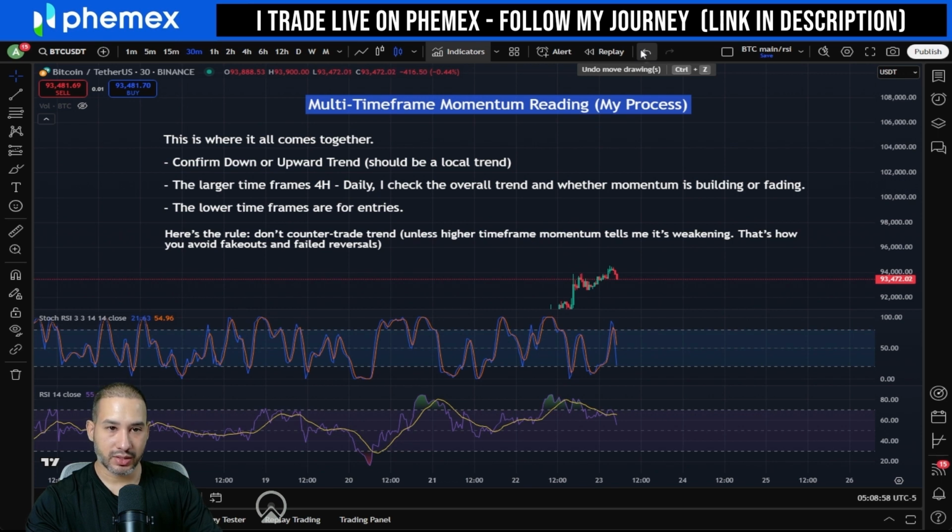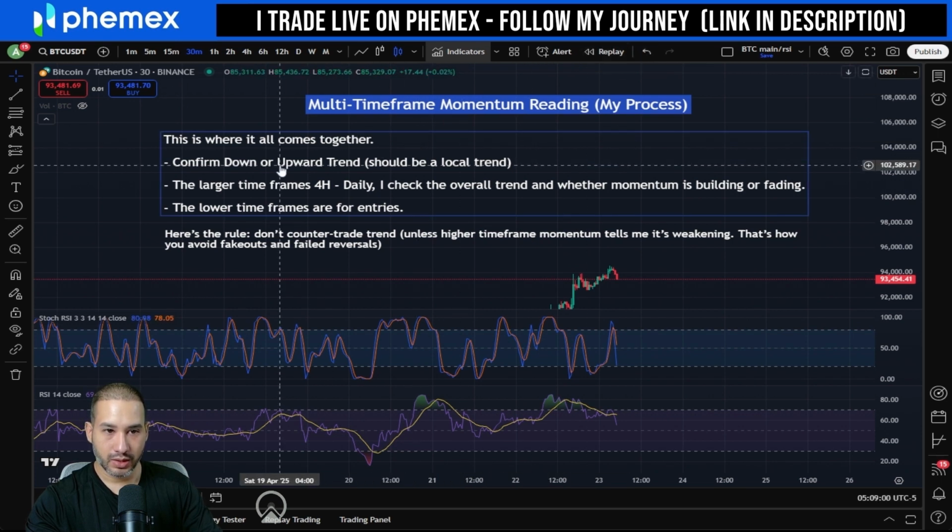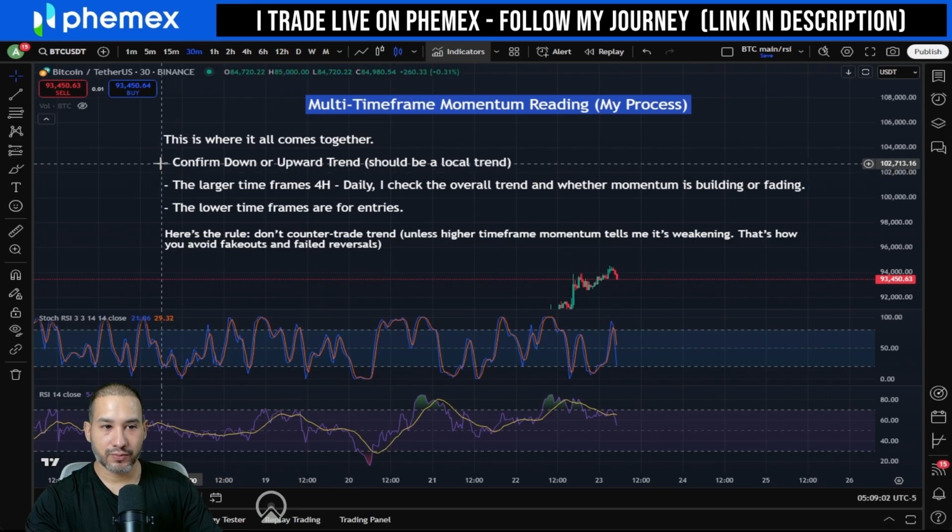All right, here's my process: multi-timeframe momentum reading. This is where it all comes together. First, you want to confirm a strong downward or upward trend. It needs to be local. That's why I say strong. It shouldn't be a very minute or short-term trend.